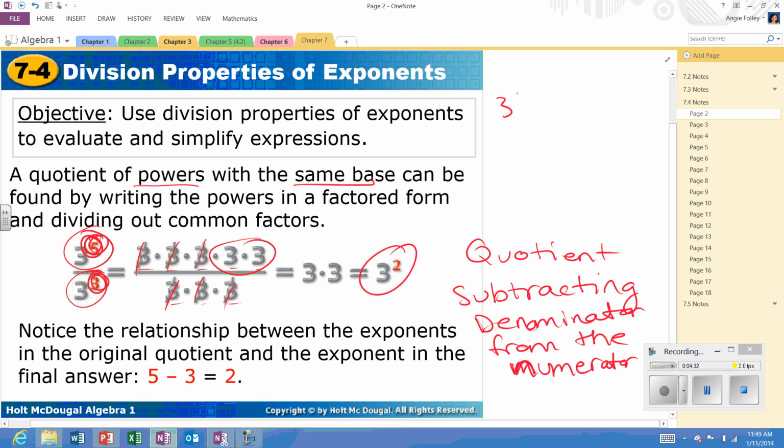So if I had 3 to the 3rd on top over 3 to the 5th, the difference, yes, is still 2, but it goes with the one that has more of it. So this had more because it started with 5. So that's why it would be down. So you don't always have to memorize the numerator minus the denominator thing. Just know it's wherever there's more.